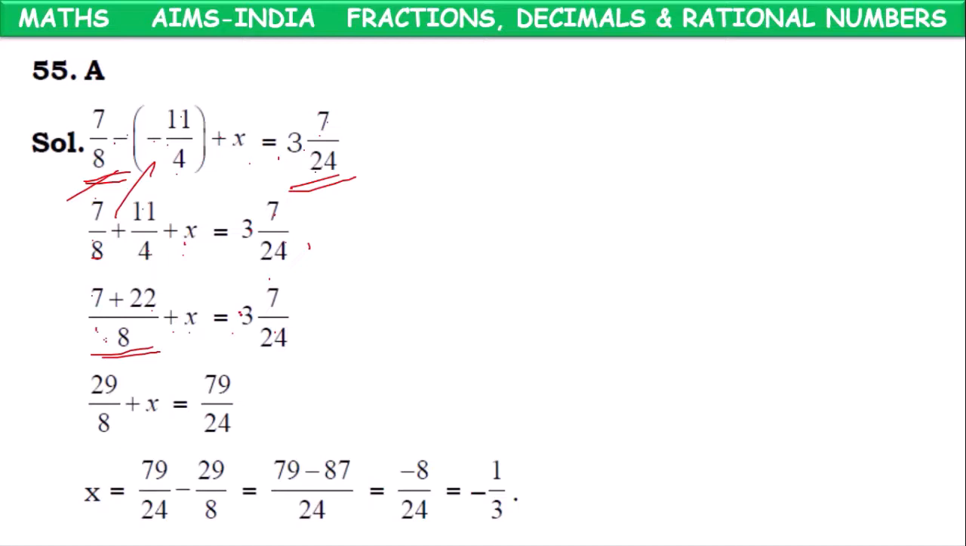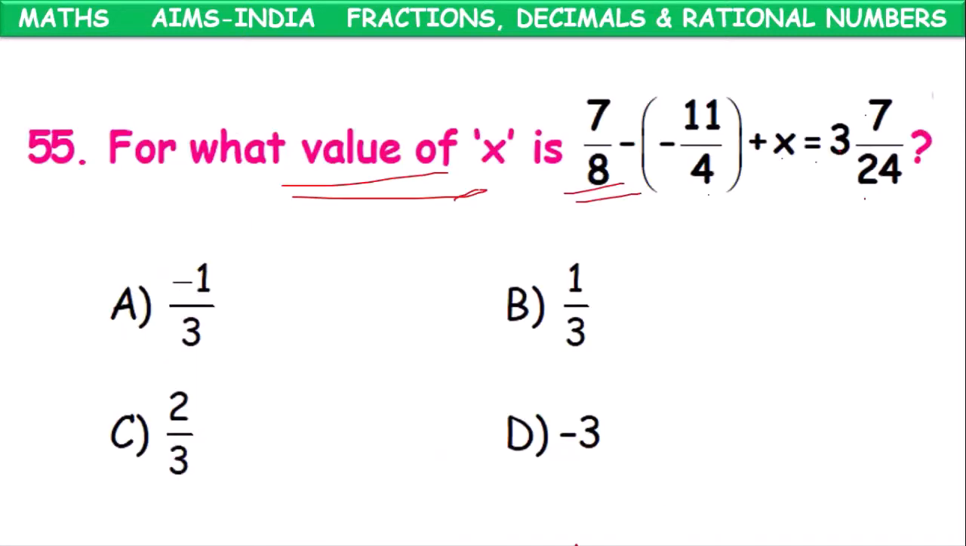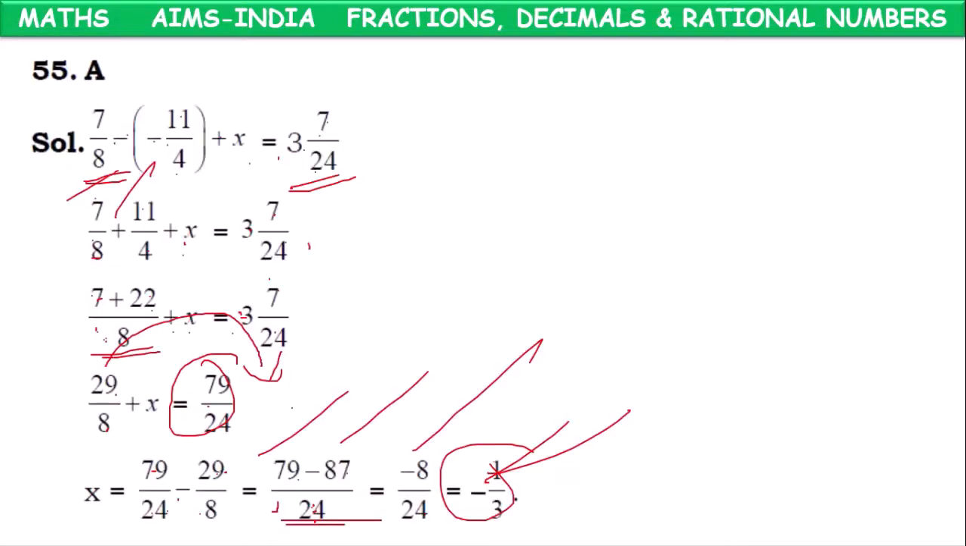24 3 times 72 plus 7, 79 by 24. This value will come to the right hand side. 7 plus 22, 29 by 8 will come to the right hand side as minus 29 by 8. 24 and 8, LCM 24. 24 1 times 24, 1 into 79, 79. 8 3 times 24, 3 into 29, 87 by 24. 79 minus 87, minus 8 by 24, which is equal to minus 1 by 3. X value is minus 1 by 3.